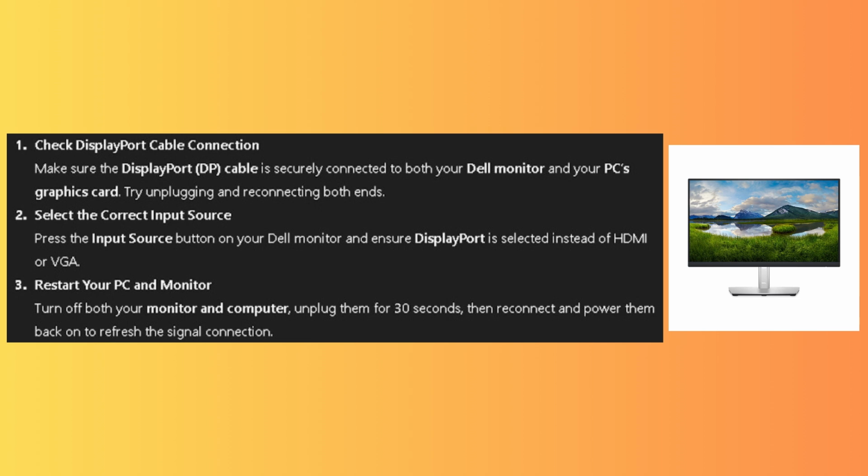Select the correct input source. Press the input source button on your Dell monitor and ensure the DisplayPort is correctly selected, not HDMI or VGA. Restart your PC and monitor, both.